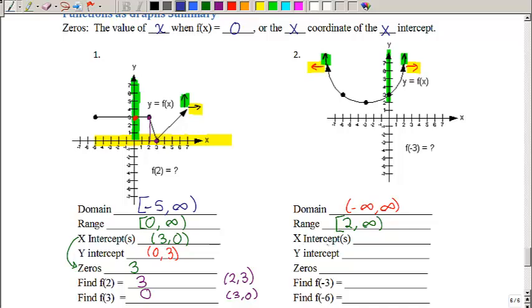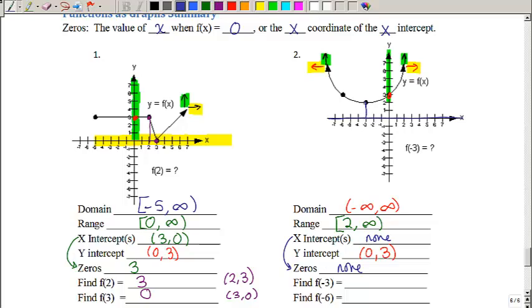My x-intercepts, where does my graph cross the x-axis? Well, it doesn't ever cross the x-axis, so I have no x-intercepts. I'm going to write none. If I don't have any x-intercepts, then my zeros also have to be none. I do have a y-intercept. It looks like my y-intercept in this case is (0, 3). And to find f at a particular value, f of -3, I'm going to the x-axis at -3.